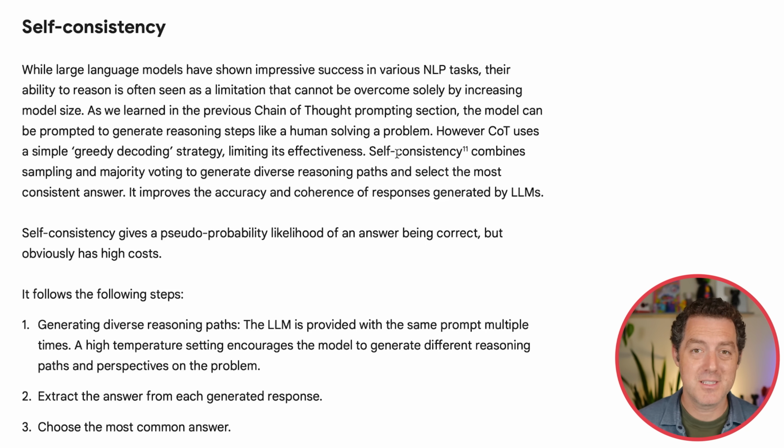Now, in comes self-consistency. Self-consistency combines sampling and majority voting to generate diverse reasoning paths and select the most consistent answer. What that basically means is running the same prompt against the model, let's say 5 different times, and then using the model to vote on whichever one it thinks is the right answer or the best solution. And it improves the accuracy and coherence of responses generated by large language models.